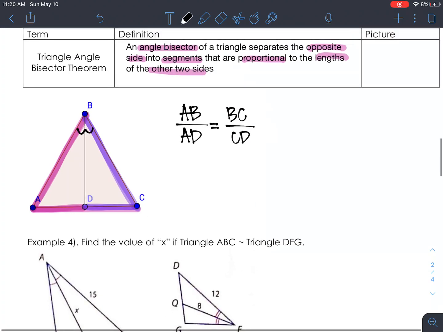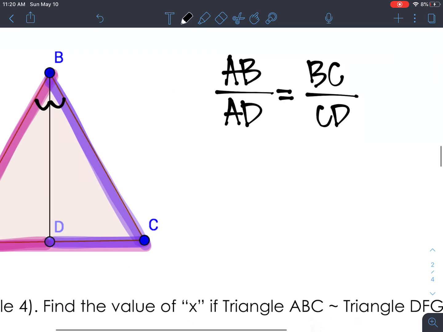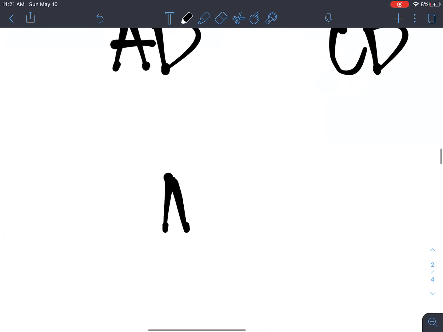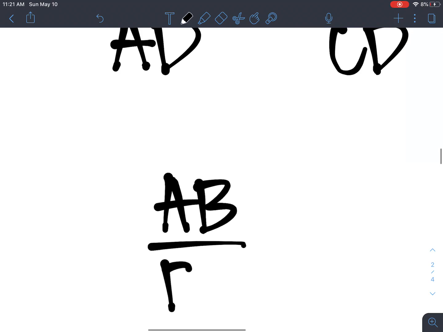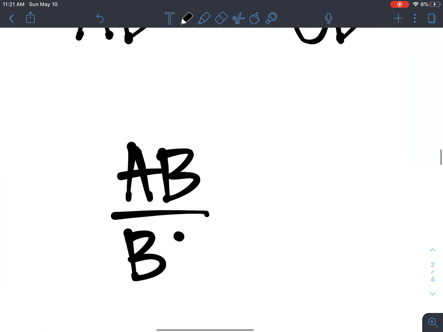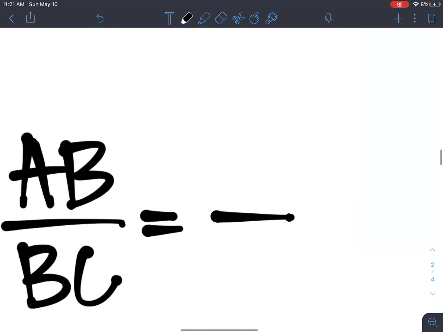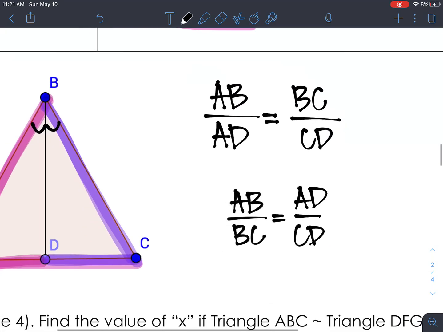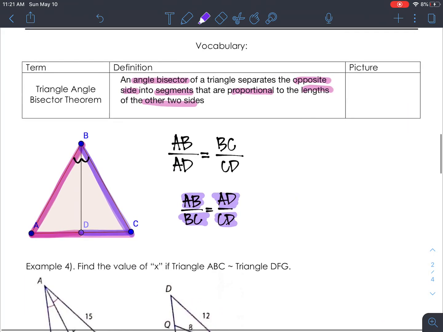Now, you could obviously have switched this around using the interchange of means property, which I could say instead like AB is to BC, I'm sorry, to BC, as AD is to CD. That would work as well because I'm still matching up AB with the adjacent side, BC with the adjacent side.